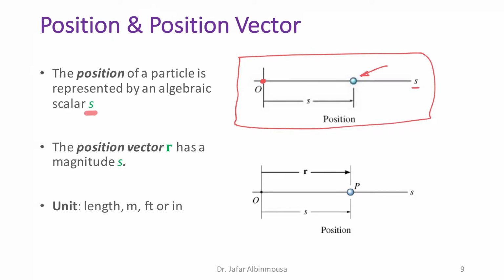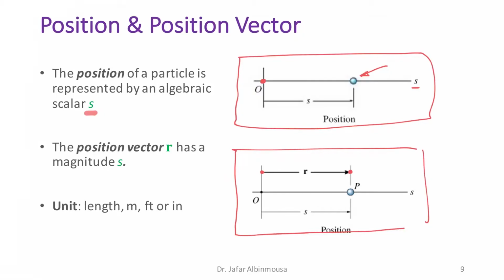That's it. Now, the position vector R has a magnitude S, but it also has a direction. So if you look down here, we have exactly the same diagram, but what we did, we pointed a vector going from here all the way to here.